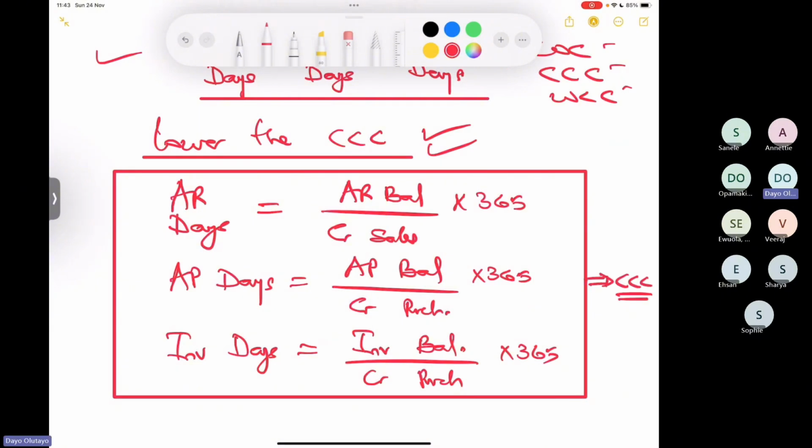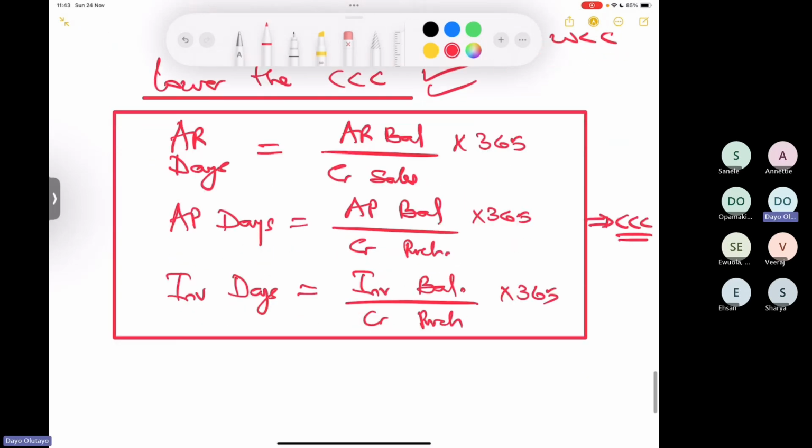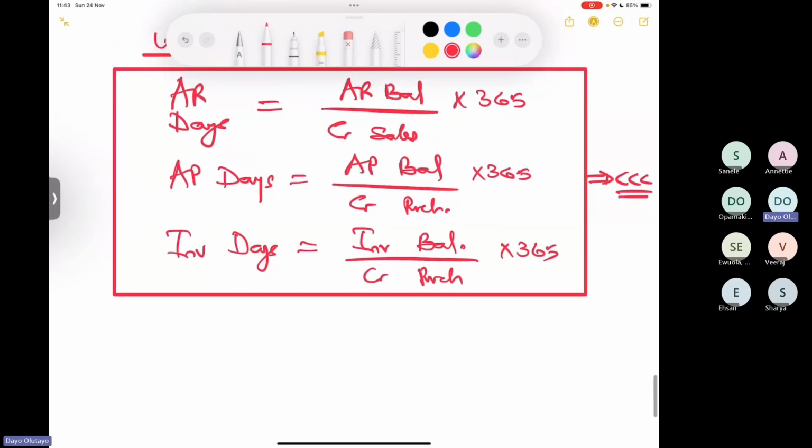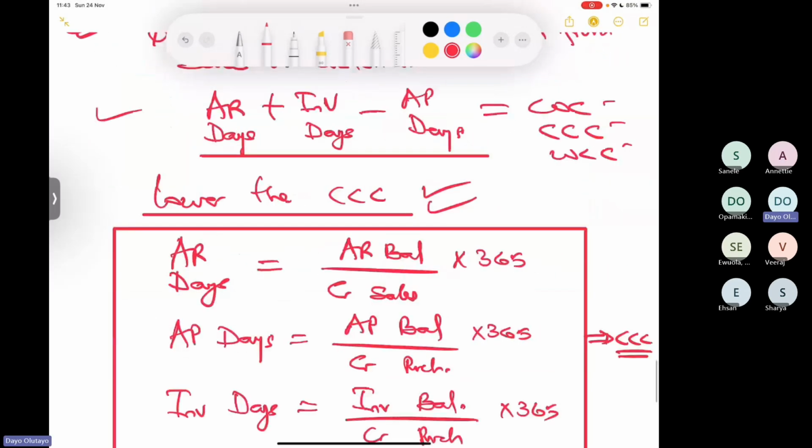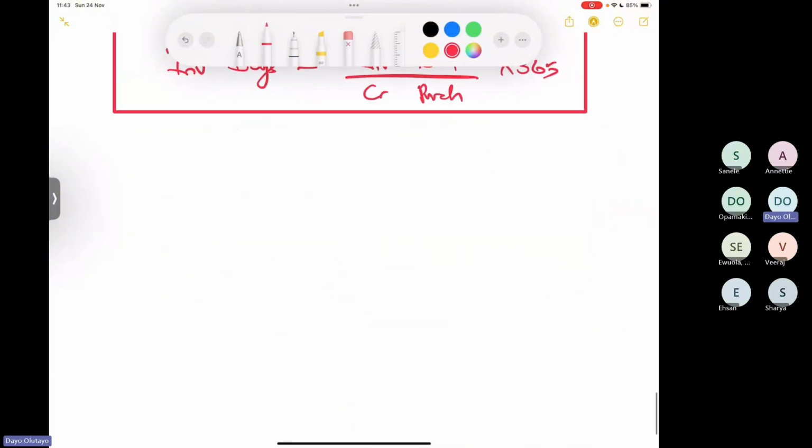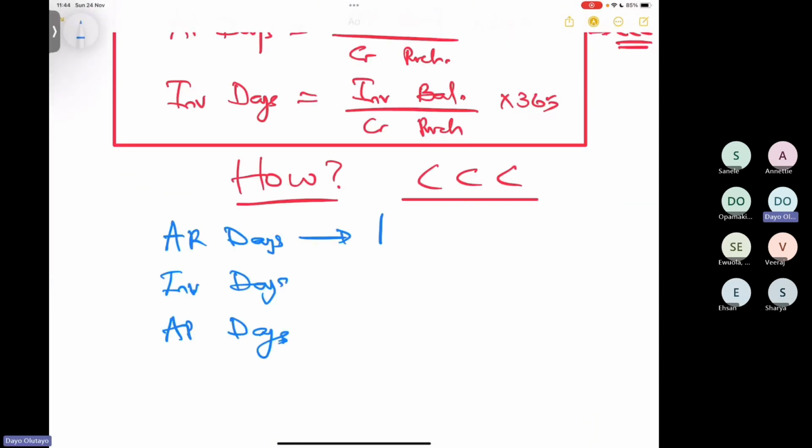Very important. The way a question can be asked on this is how can you reduce cash conversion cycle? Remember, we said the lower the CCC is the ultimate goal. We want to lower CCC. Then the question can ask you how. So definitely we need to reduce this to reduce the total because it's this plus this minus this. We need to increase this and we need to also reduce this.